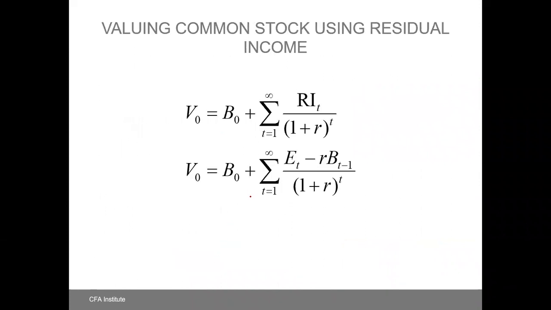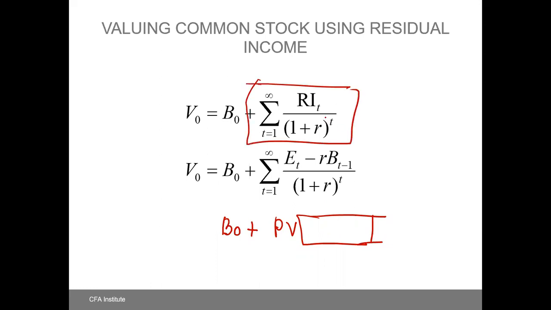For valuation, we have to start with the book value at the beginning, and we have to discount the present value of all residual income, the stream of all residual income cash flows. When we do this, we have to discount this number by the cost of equity. When we take the present value of the whole stream, we have to discount it by what? By the cost of equity.